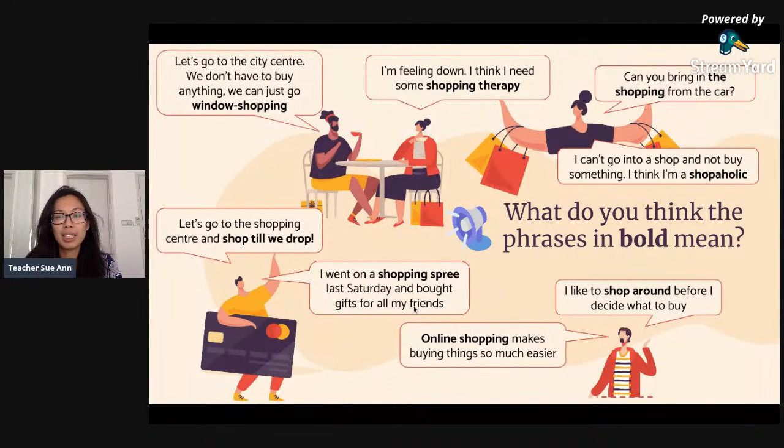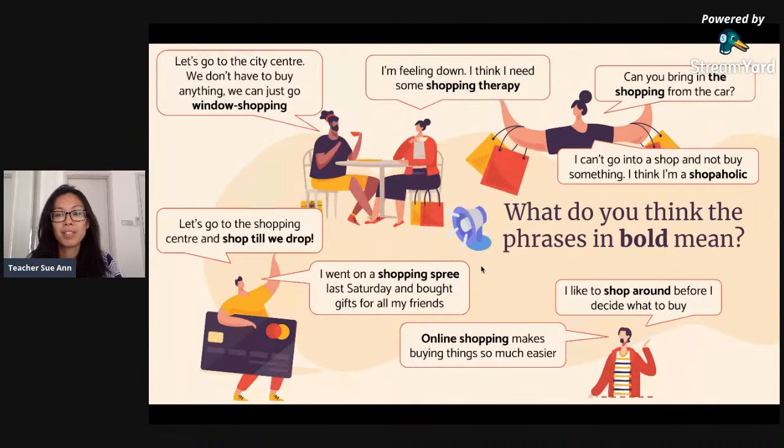And if you talk about another one, I went on a shopping spree last Saturday and bought gifts for all my friends. Wow, if the person has a lot of friends, it's a lot, right? So when you say shopping spree, it means you go shopping and you buy a lot of things. Okay, so shopping spree. So if you haven't finished this slide, you can go back into the Cool Buys online shopping one. You can go to that exercise and finish it.